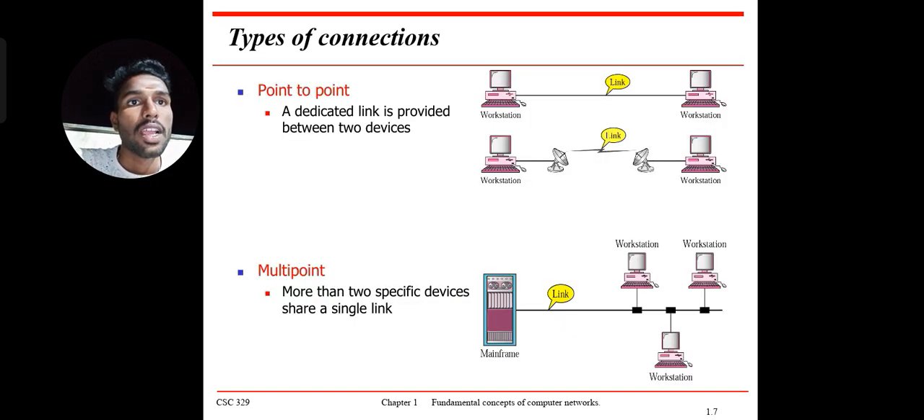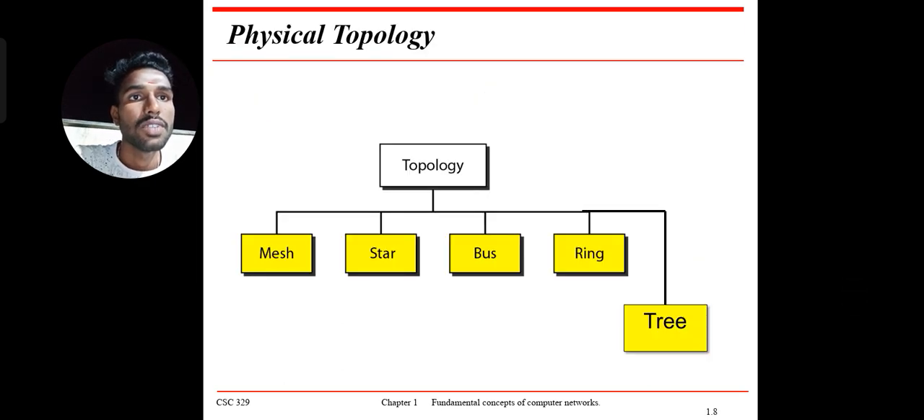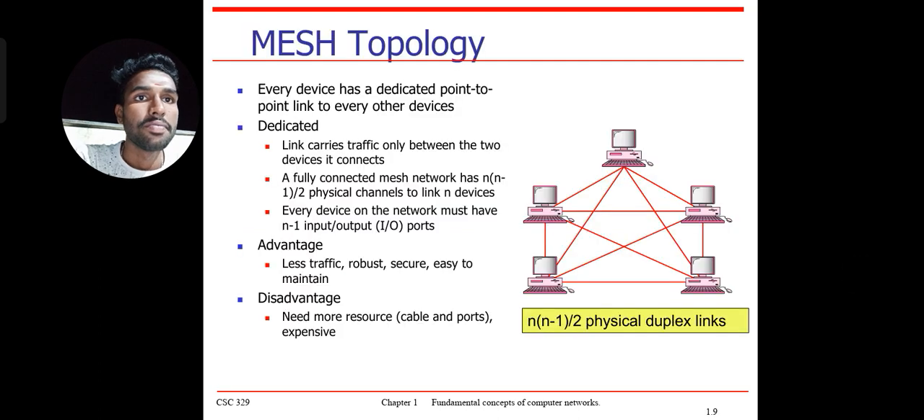Types of connections: point to point connection and multipoint. Point to point connection, see the first diagram. A dedicated link is provided between the two devices. Next one is multipoint. See the diagram. More than two specific devices share a single link. Next one is physical topology. Topology is of five types: mesh, star, bus, ring, and tree.